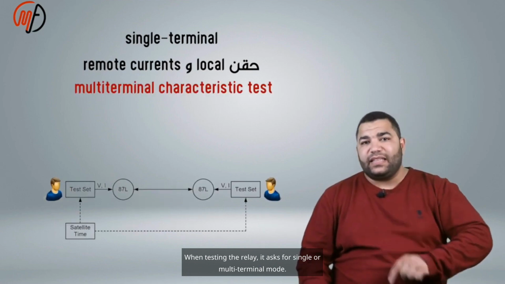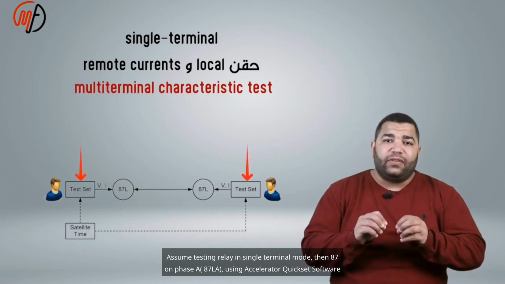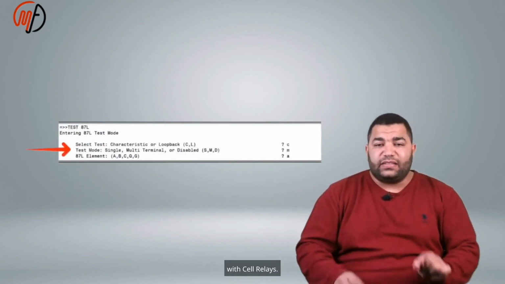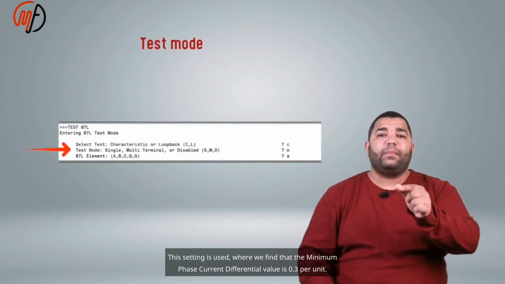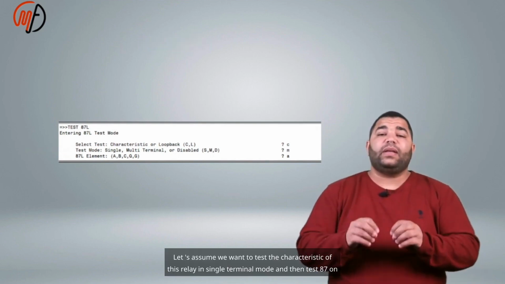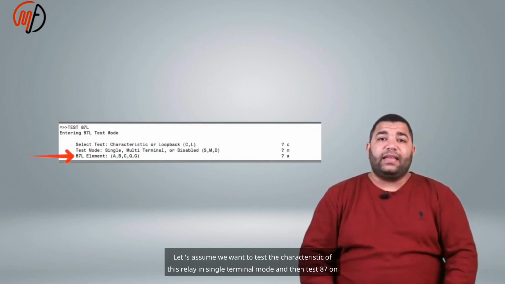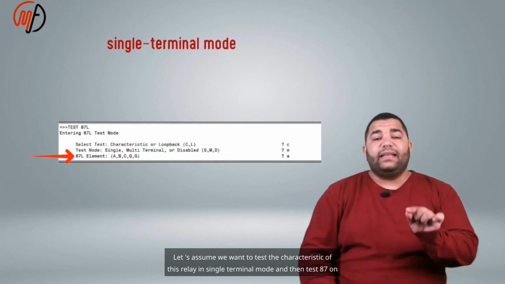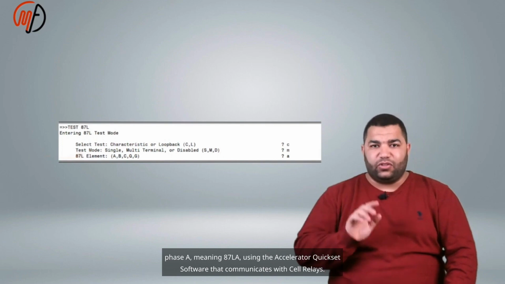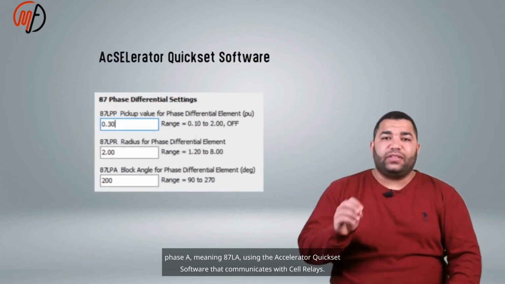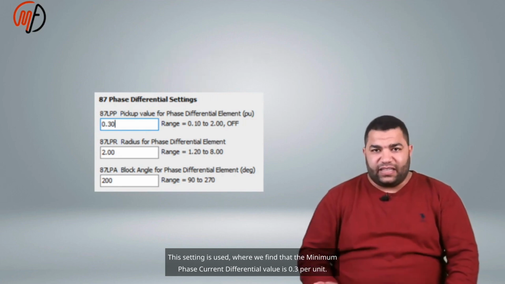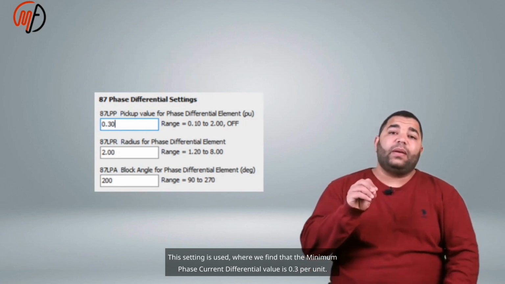Let's assume we want to test the characteristic of this relay in single terminal mode, and then test 87 on phase A, meaning 87LA, using the AcSELerator QuickSet software that communicates with SEL relays. This setting is used where we find that the minimum phase current differential value is 0.3 per unit.